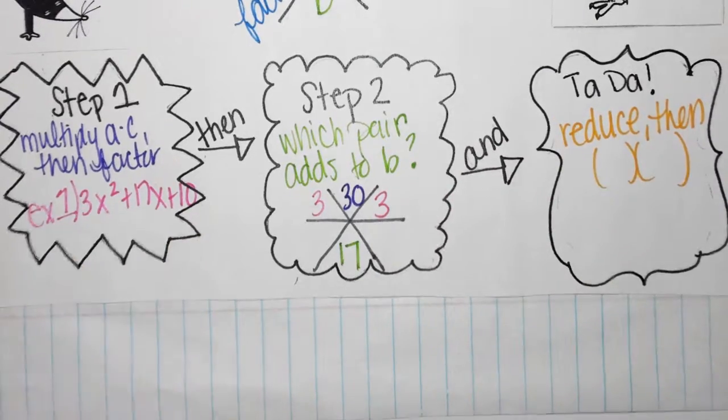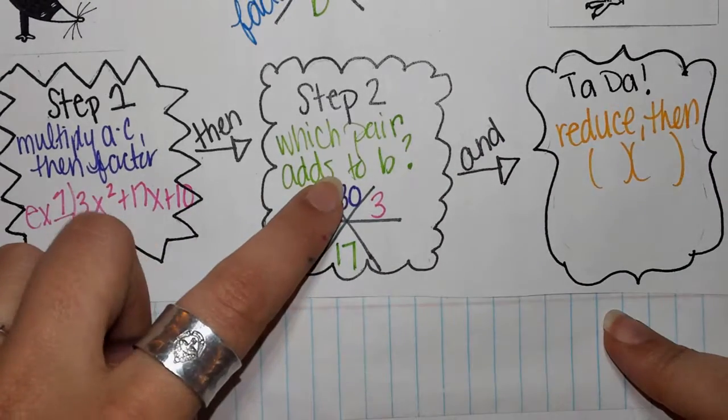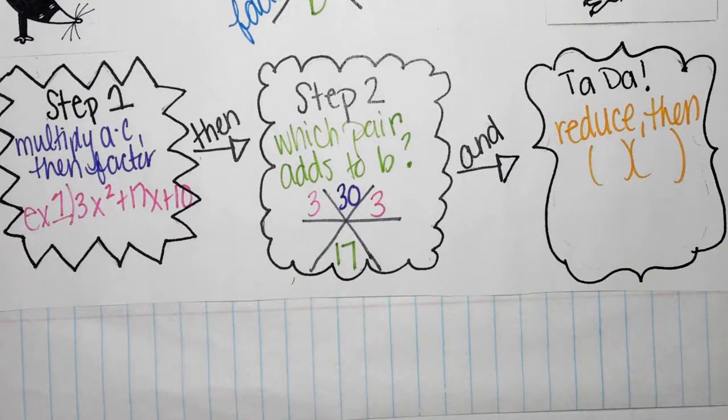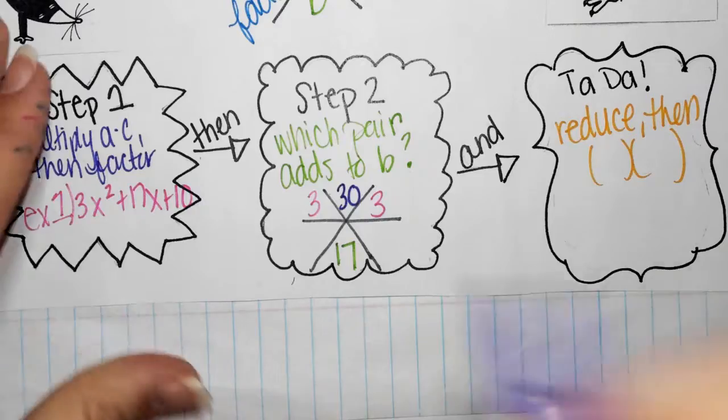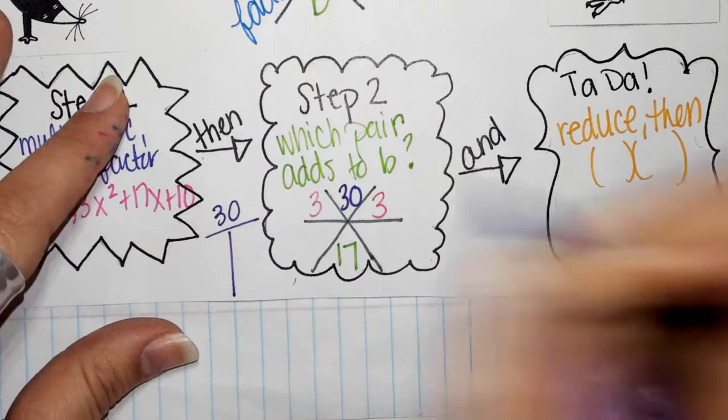On the top, left and right, what goes there? A, which is 3. Alright, now we need to find two numbers that multiply together to give us 30 and add to give us 17. So if you can't think of those two numbers automatically, you make your factor list.